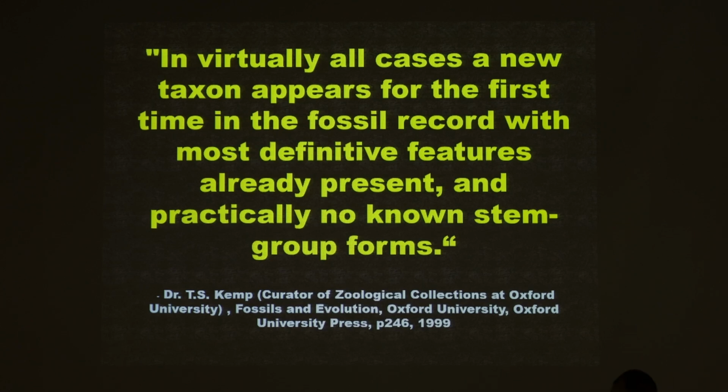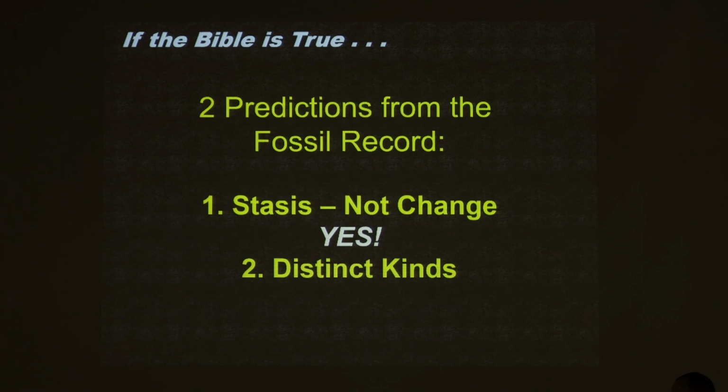Dr. T.S. Kemp, the curator of zoological collections at Oxford University, says, in virtually all cases, a new taxon or type of animal appears for the first time in the fossil record with its definitive features already present, in practically no known stem group forms. If the Bible was true, we would expect to see in the fossil record stasis and not change. And sure enough, that's what we find. Things are fully formed and they are staying the same.